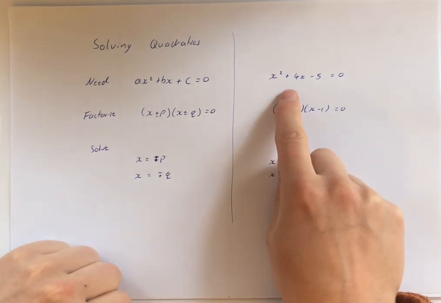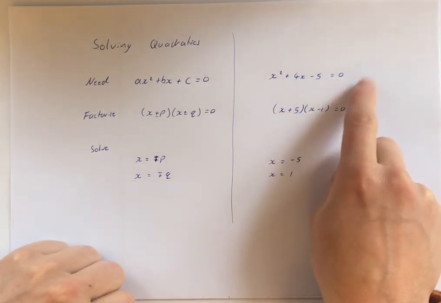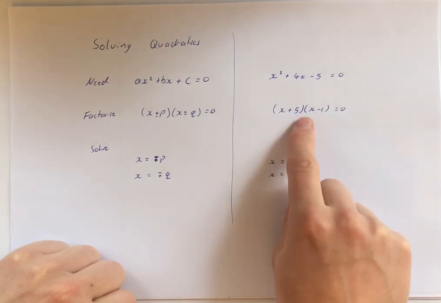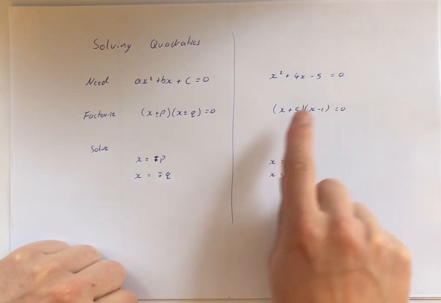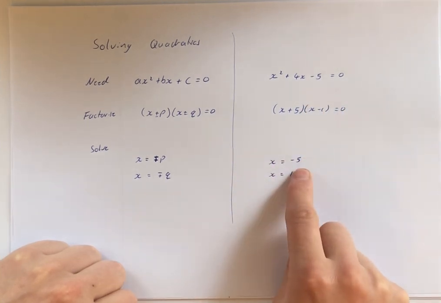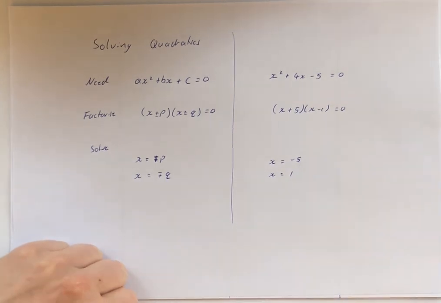So a quick example, x squared plus 4x minus 5 is 0. Factorize. So you've got x plus 5 as one factor, and x minus 1 as another factor, and they multiply to 0. So solving the first factor, x is negative 5. Solving the second factor, x is 1.